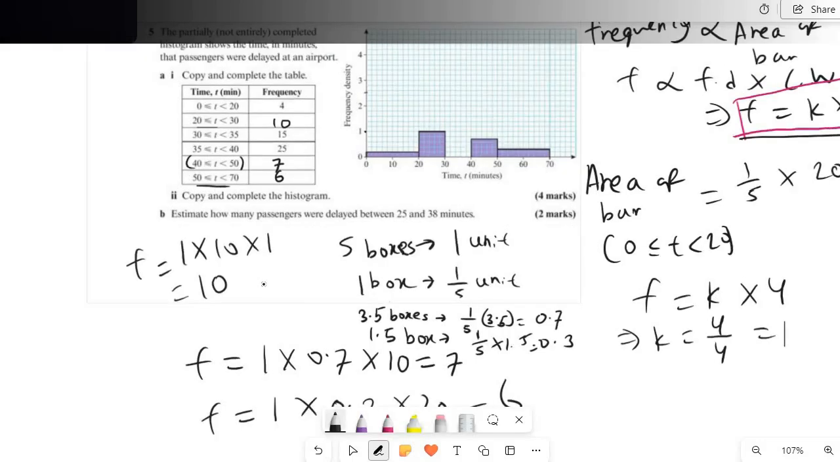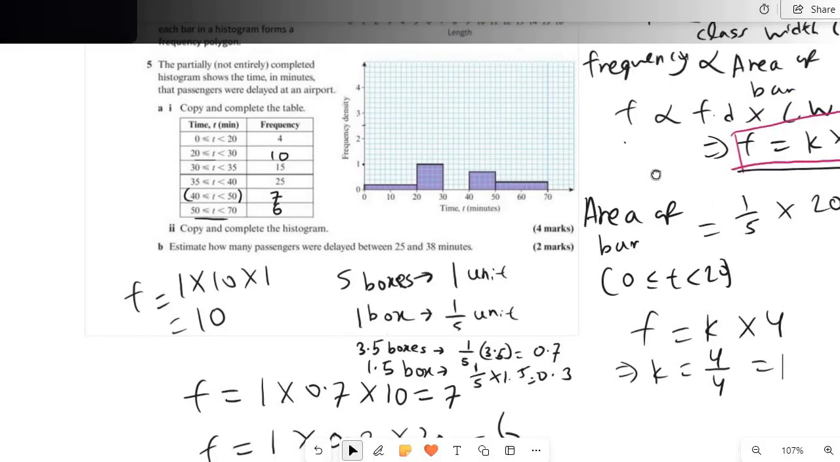So for number A2, we have to copy and complete the histogram. As you can see, we do not have to copy it because it's already given here. Now what we have to do is find out the frequency densities for these two classes because we are not given that. One is from 30 to 35, and the other is from 35 to 40.